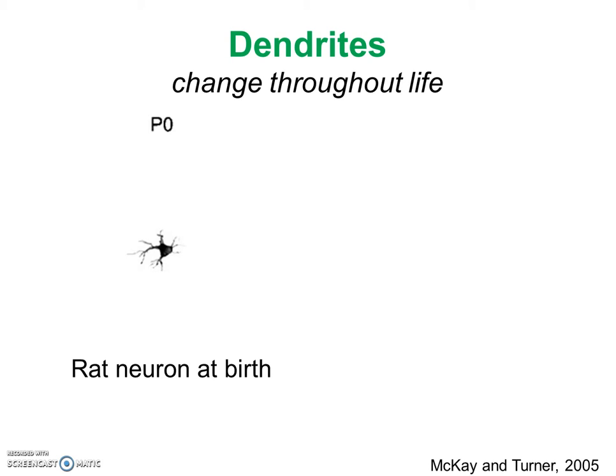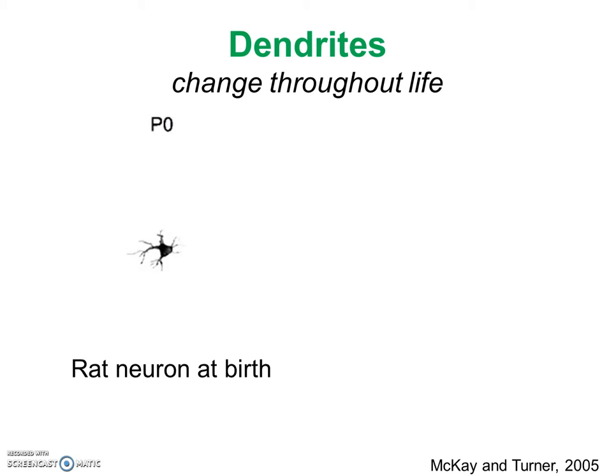Another interesting thing about dendrites is that they can change throughout your lifetime. There was a study done by McKay and Turner in 2005, and they actually traced a neuron in a rat from birth throughout the first month of its life. What they did was they took the rat and injected a dye into the neuron, so they could visualize the neuron here, and you can see all the little dendrites right here. This is at P0. P0 is when the rat was just born, so day 0.